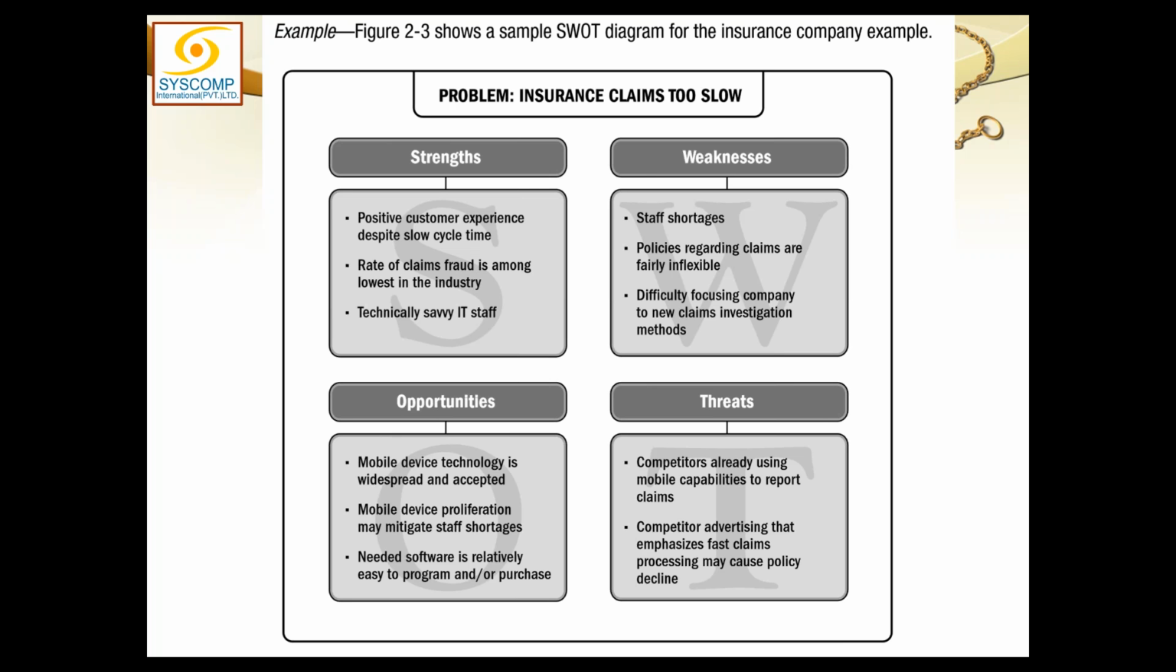The second threat written here is that competitor advertising that emphasizes fast claims processing may cause policy decline, right? So competitors are advertising that fast claims may cause policy decline. We cannot process the claim fast because it declines the policy. Well, I can take this threat and maybe convert it into an opportunity, or I can reword it in a better manner and try to address it.